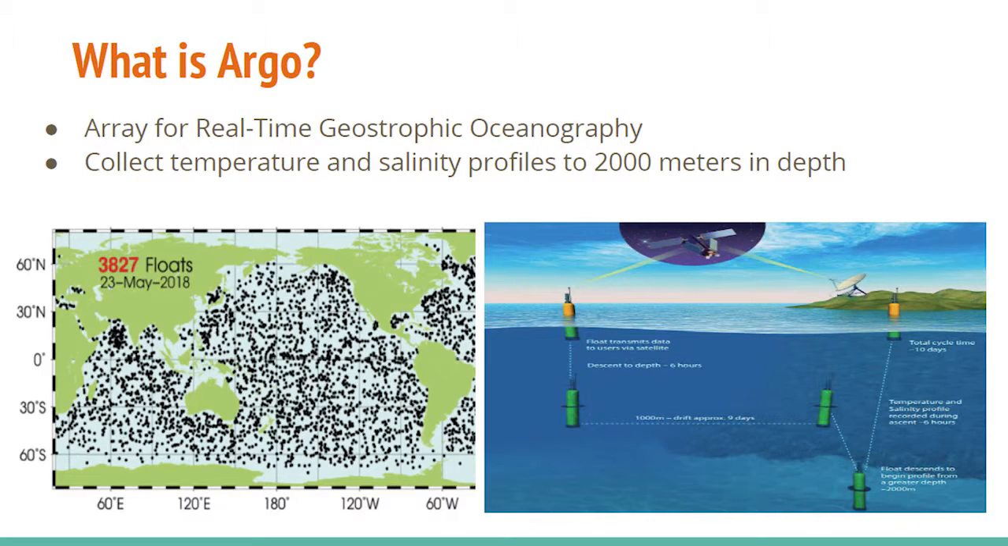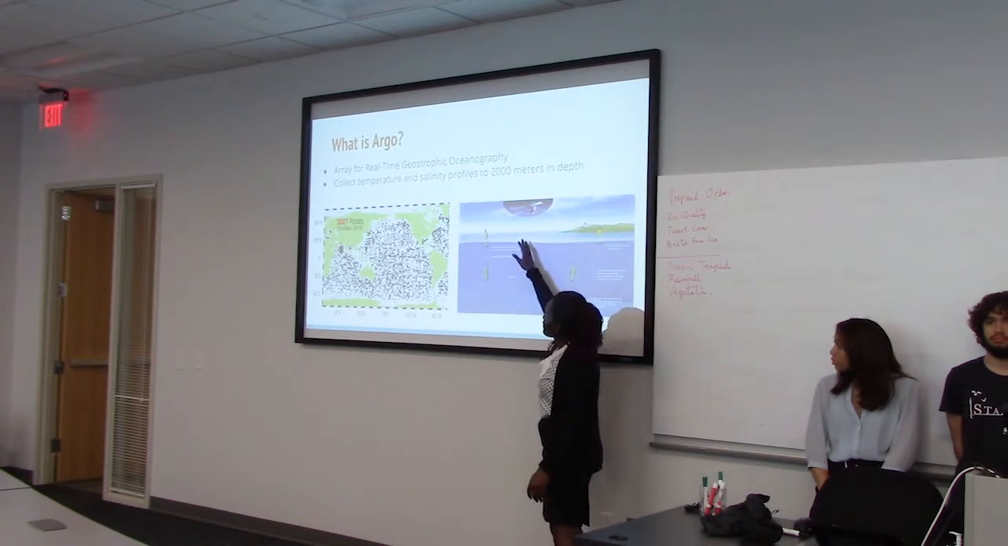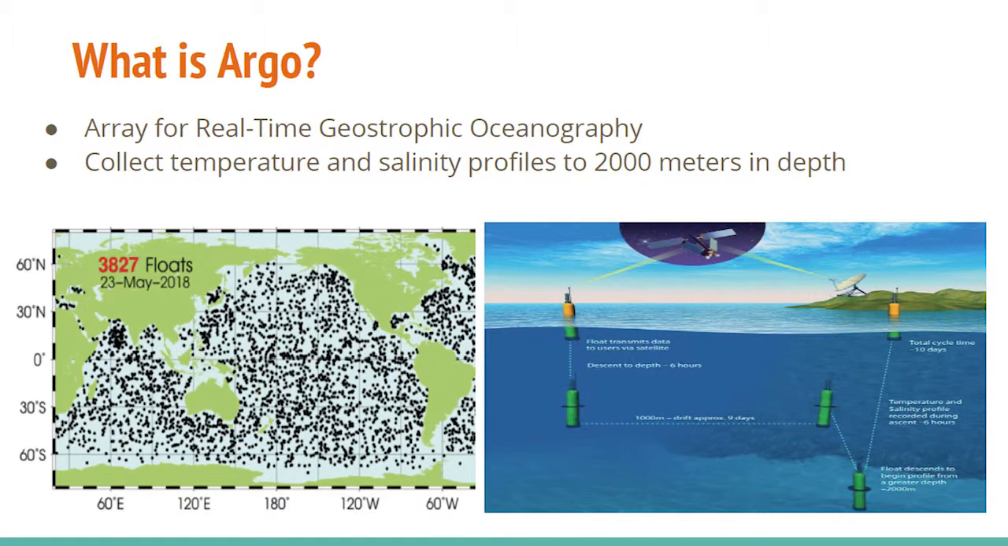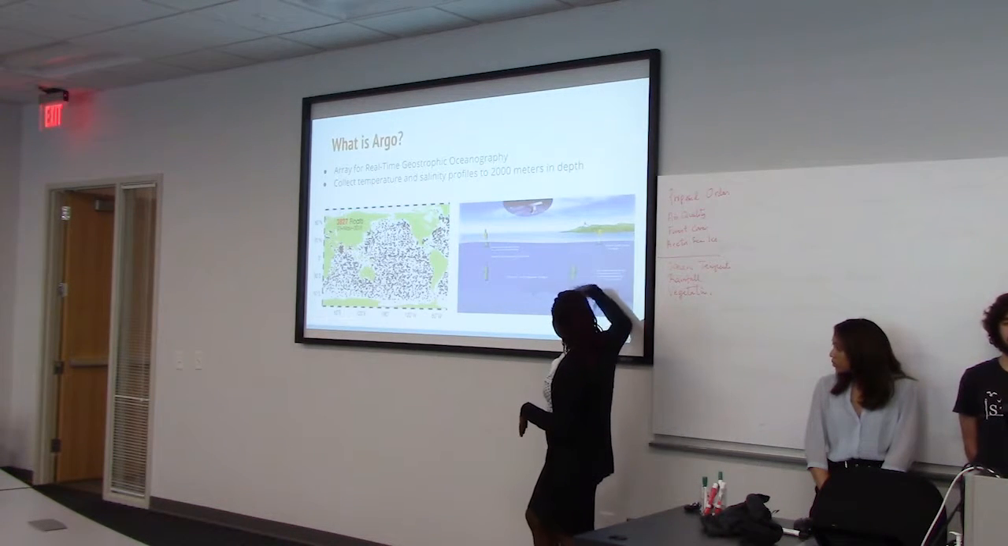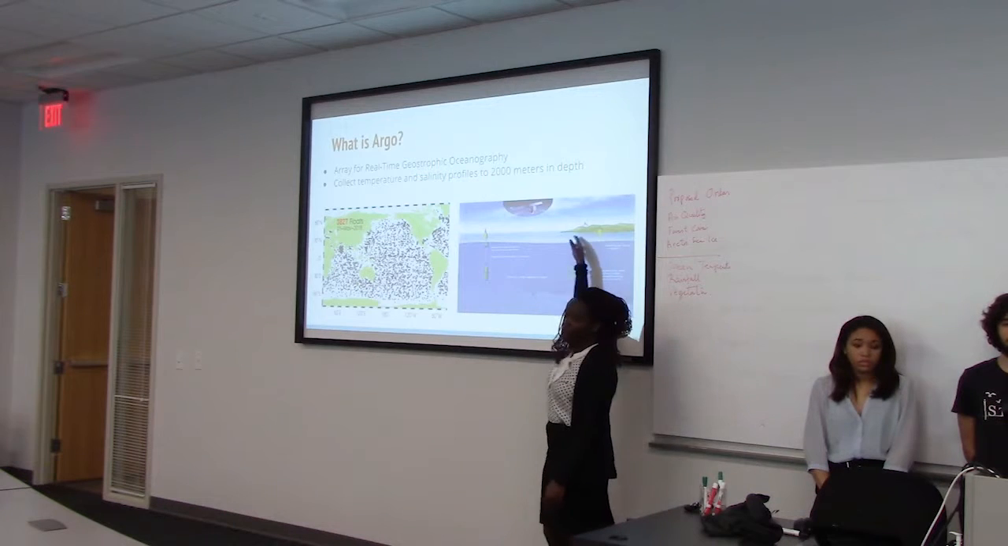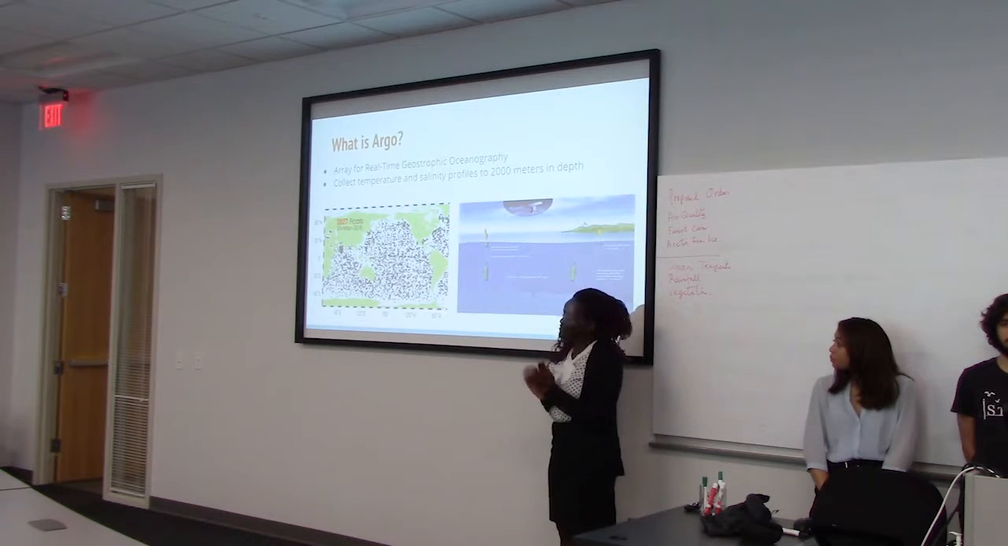First of all, Argo, what does Argo mean? Argo means Array for Real-Time Geostrophic Oceanography. And this map shows the different profiling float data carried out by Argo. This second diagram shows how an Argo float is deployed in the ocean. It goes down about 2,000 meters in depth, and then it goes up again. While ascending, it collects information on temperature and salinity, which is then transmitted to the satellite and on to different organizations.